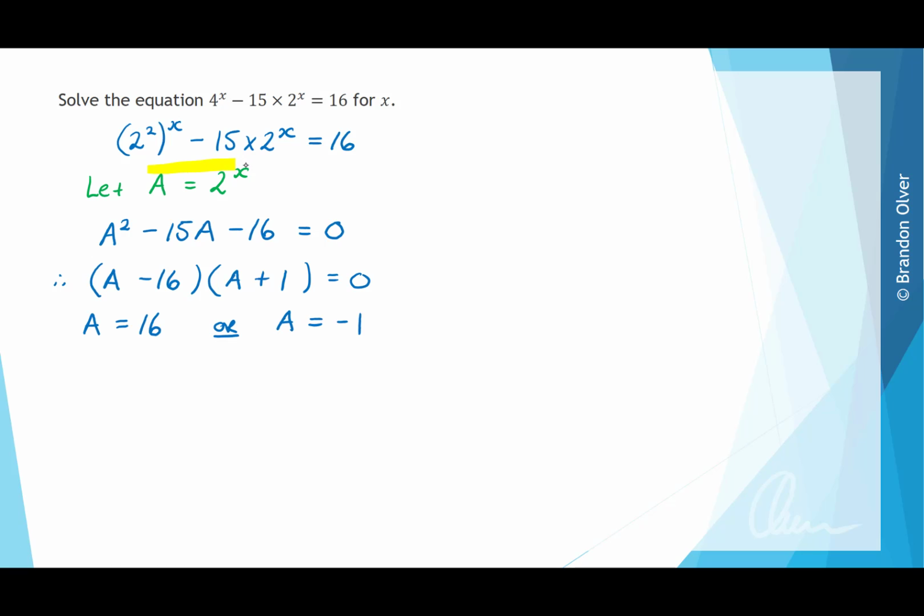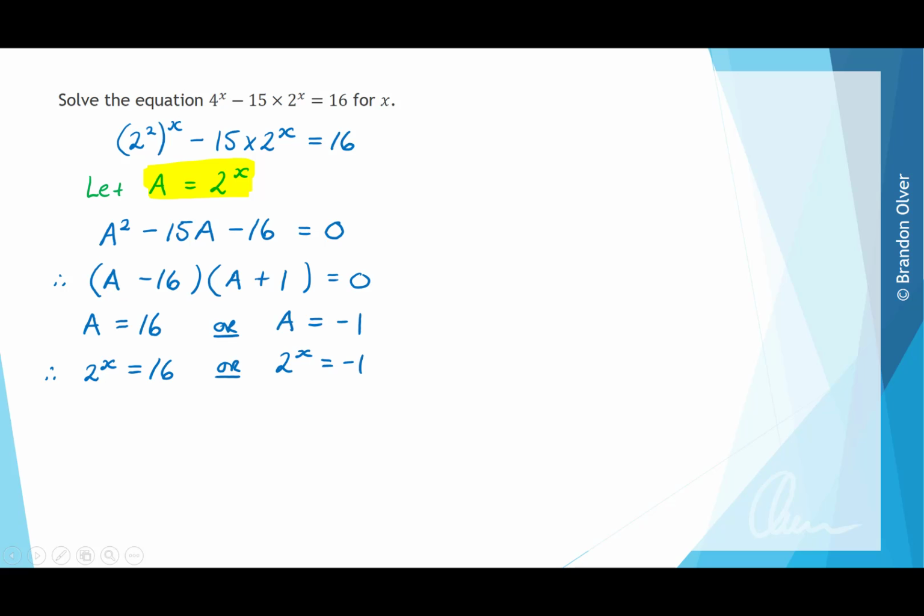However, back up here we can see that a is just 2 to the power of x, so we can now substitute that back in. And that means that we are in fact solving 2 to the power of x is equal to 16, or we're solving the equation 2 to the power of x equals negative 1.